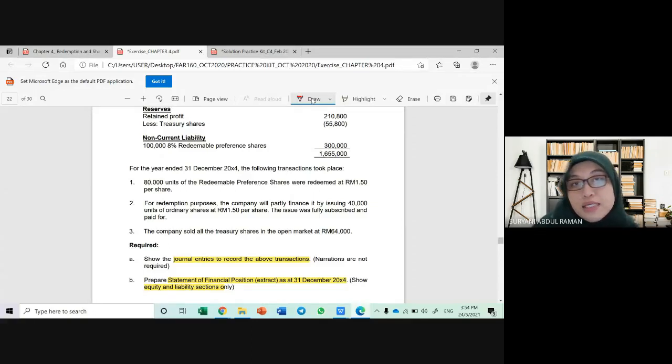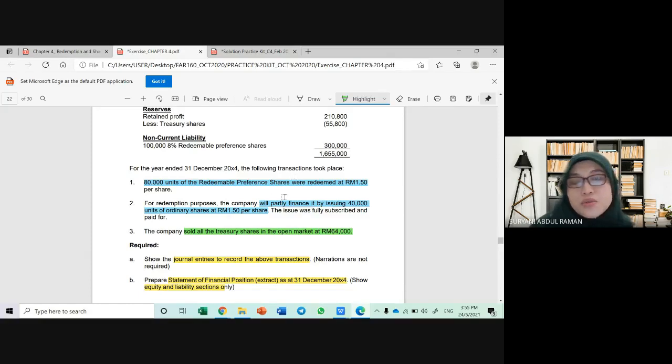Based on information number 1, this is regarding the redemption of preference shares, where the company wants to redeem partly. The company wants to redeem 80,000 of its redeemable preference shares at RM1.50 each. For the redemption purpose, the keyword here is that the company will partly finance it by issuing 40,000 units of ordinary shares at RM1.50 per share, where the shares are fully subscribed and paid for. And number three, the company sold all its treasury shares in the open market at 64,000.